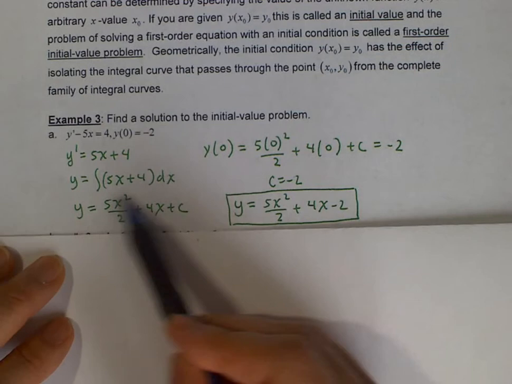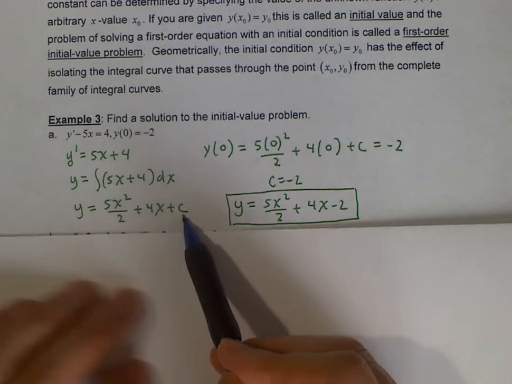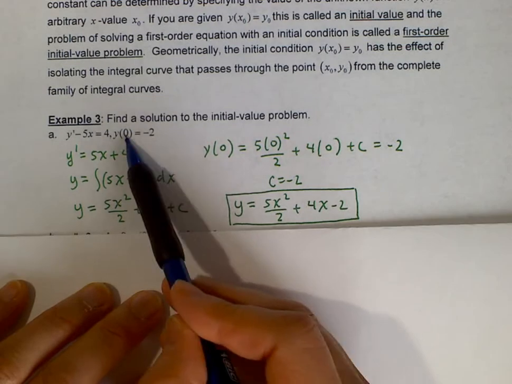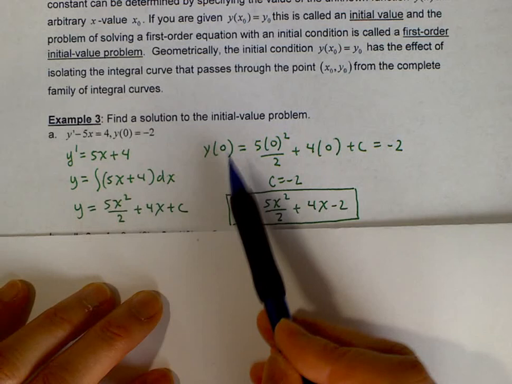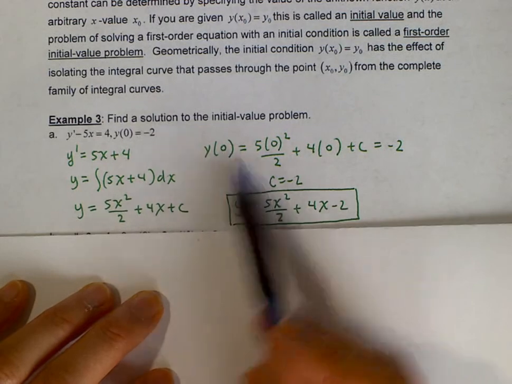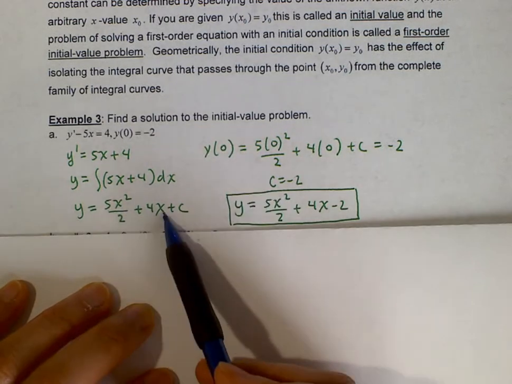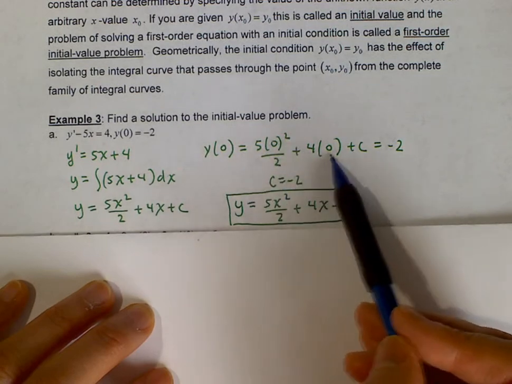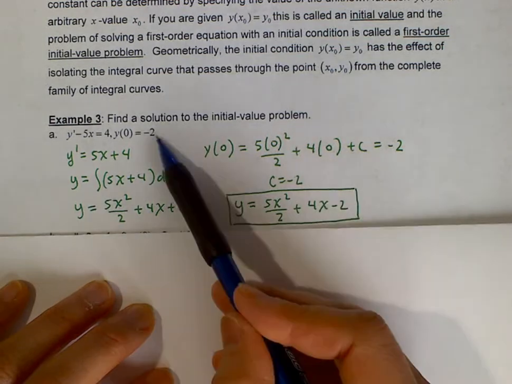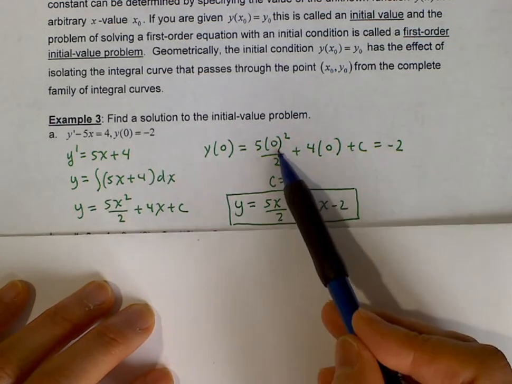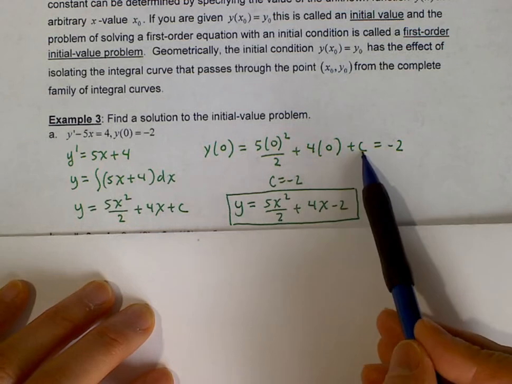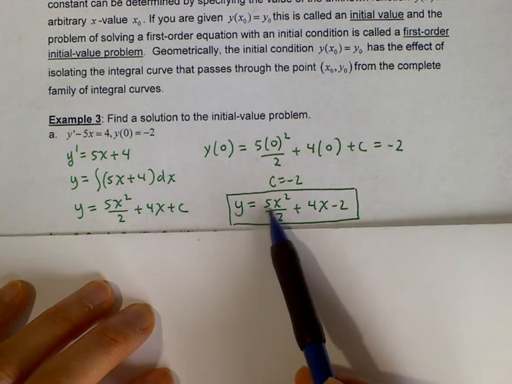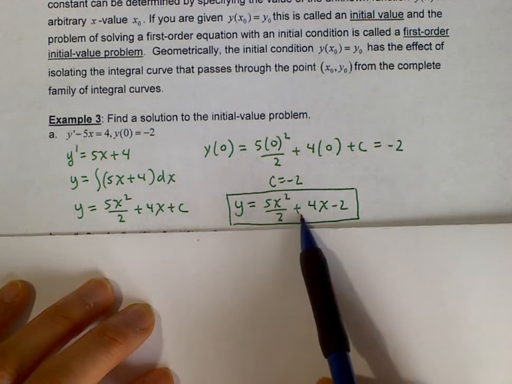So this is what we call a general solution. And now I want the particular solution. So I use this initial value of y of 0 is equal to negative 2. So y of 0 is equal to, now in all of my x's here, I'm going to put in 0. So it'll be 5 times 0 squared over 2 plus 4 times 0, and then plus c, and that is equal to negative 2. So solve that. This drops out, this drops out. So then you get c is equal to negative 2. So my particular solution is y equals 5x squared over 2 plus 4x minus 2.